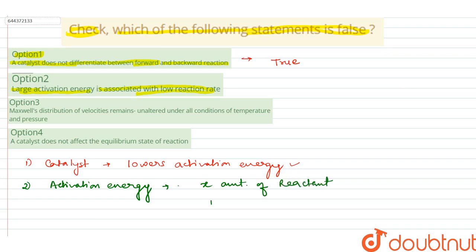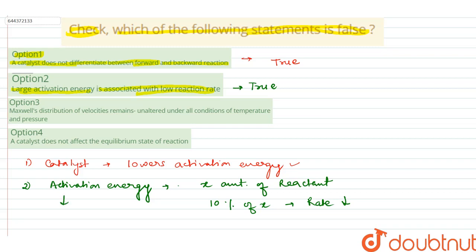Supposing we have X amount of reactant, and only 10% of X passes the activation energy, then the rate will be low. So the more reactant particles pass the barrier of activation energy, the higher the rate will be. Hence, this is also true. Large activation energy is associated with low reaction rate because the higher the activation energy, the more difficult it is for particles to reach the energy barrier.